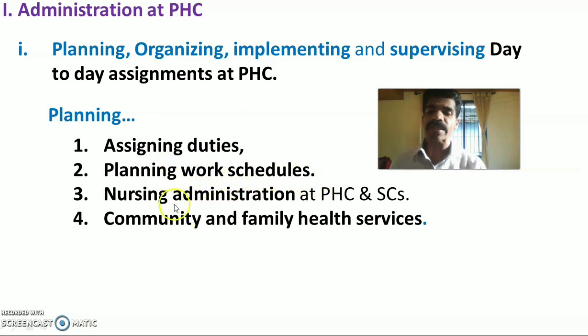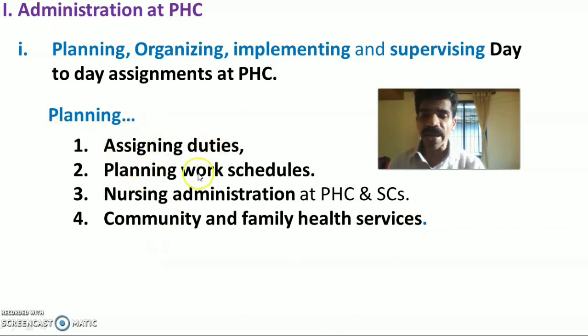Then nursing administration, rendering nursing services to the public attending at primary health center and sub-centers. So rendering quality nursing services at primary health center and sub-centers. Then the fourth point is planning various community and family health services through the subordinates and health workers. So these are the four important points that come under planning.